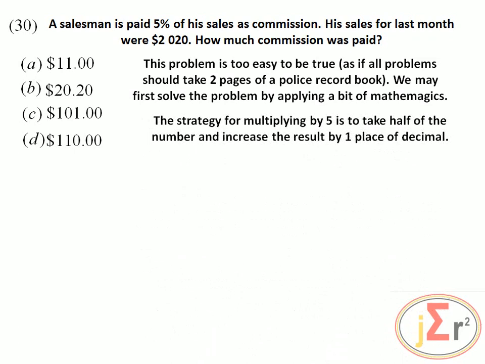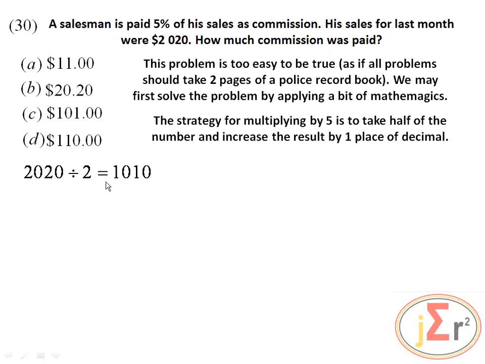The strategy for multiplying by 5 is to take half of the number and increase the result by 1 place of decimal. So, multiply by 5 by taking half of the number and increase the result by 1 place of decimal. Let's see how we do that. Of course, we are talking about 5%. We will multiply by 5 by taking what?